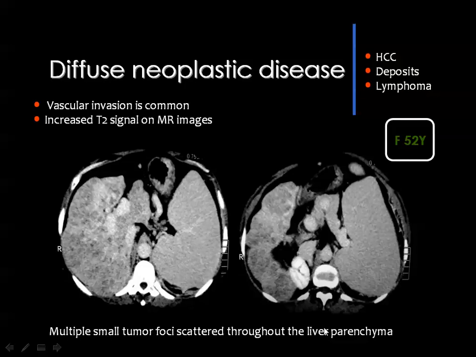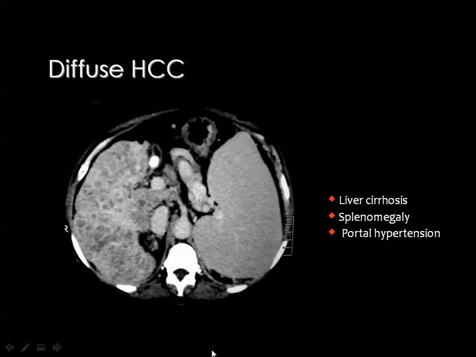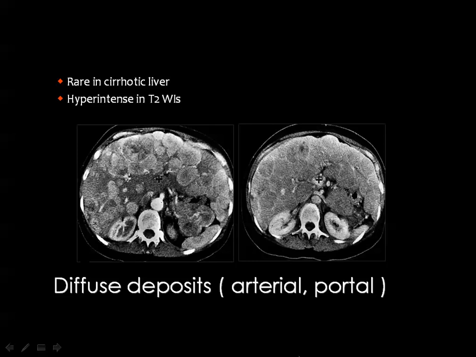Then the issue of diffuse neoplastic disease: we have diffuse hepatocarcinoma, diffuse metastasis, and diffuse lymphoma. The diffuse type of hepatocarcinoma is usually seen in the cirrhotic liver, and in this cirrhotic liver you see too many nodules scattered throughout the liver parenchyma, and they will show enhancement in the arterial phase and wash out in the portal and the delayed phases. Then this is a cirrhotic liver, which is diffusely infiltrated by hepatocarcinoma, and you see the splenomegaly and the signs of portal hypertension.